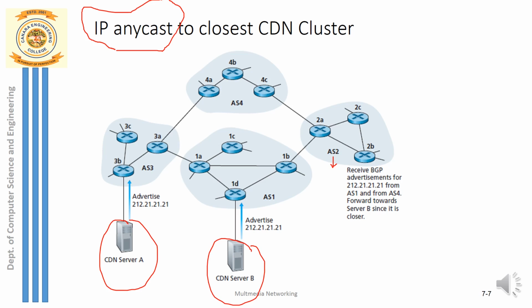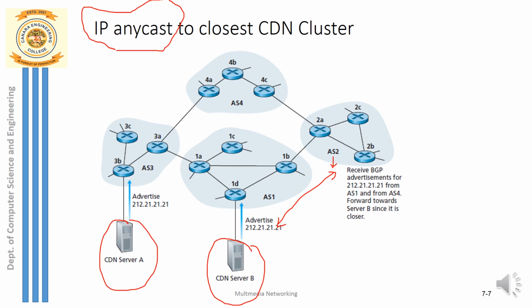One CDN server, A, is attached to AS3, and the other, CDN server B, is attached to AS1. The client is located in AS2. His request should be redirected to which CDN server, B or A? Definitely the one which is closer, so the closer one is CDN server B. He should be downloading from CDN server B. So how is the request redirected to CDN server B?